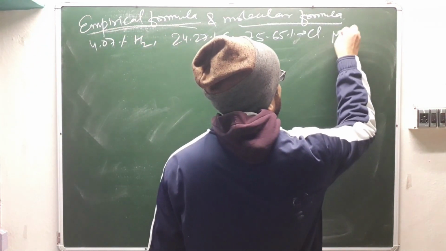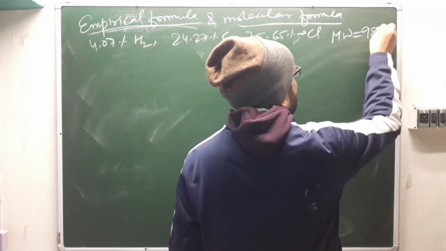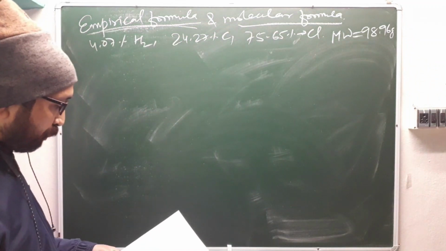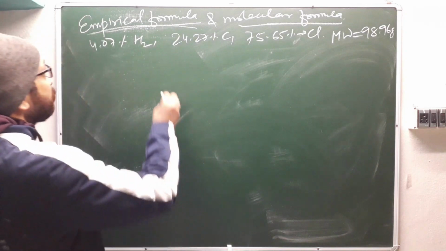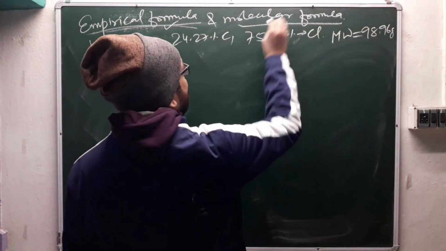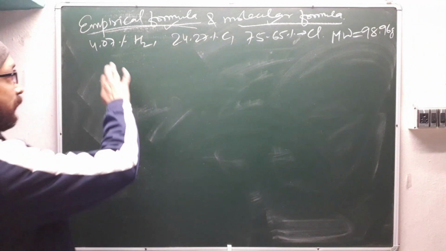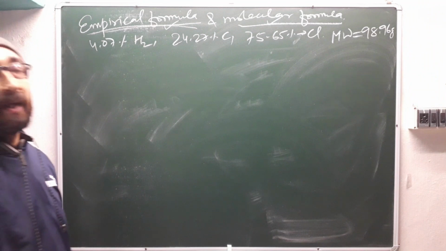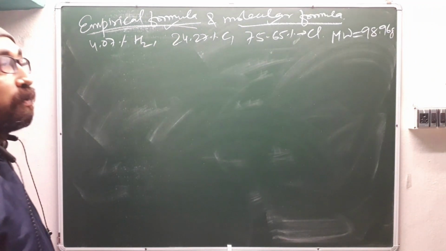And its molar mass is given. So molar mass or molecular weight, I'll write it. How much is it given? 98.96 gram per mole. What are its empirical and molecular formula? So you have to calculate the empirical formula and molecular formula of this particular composition, whatever composition has been given.